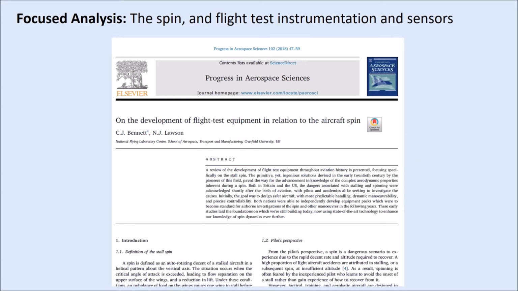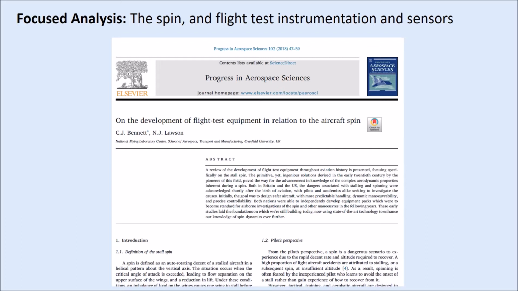Alright, so as promised, for our last online module of the semester, we're going to have a look at a focused analysis for the aircraft's spin, and in particular flight test techniques, instrumentation and sensors with regards to this very specific and highly complex aircraft maneuver.